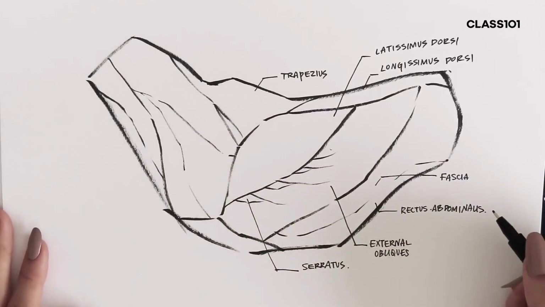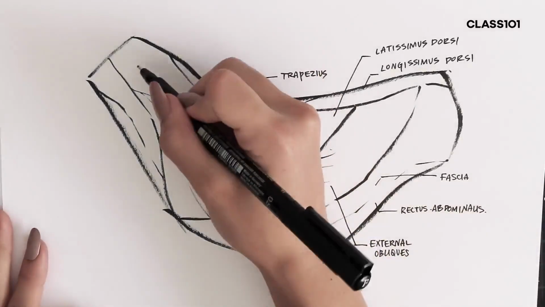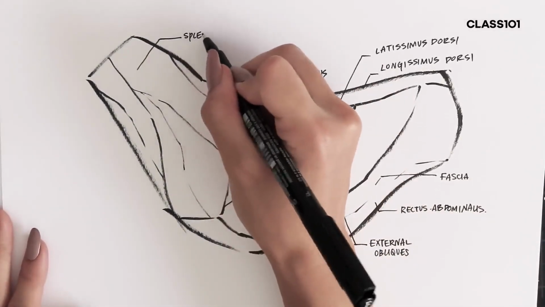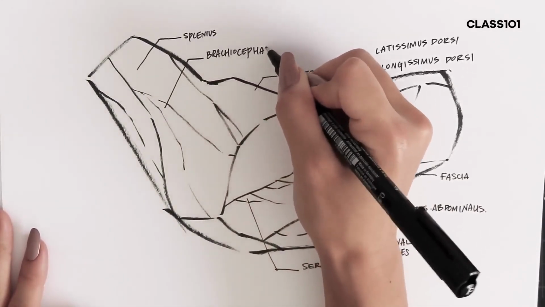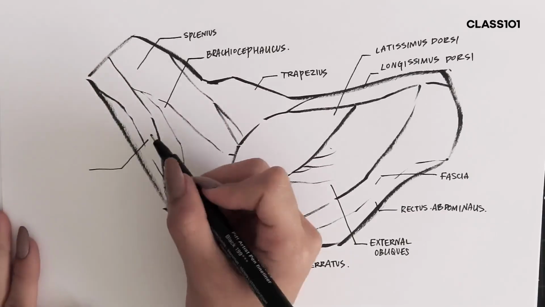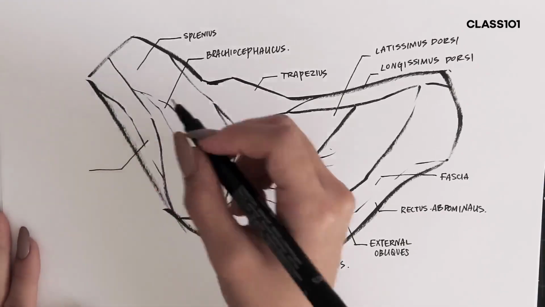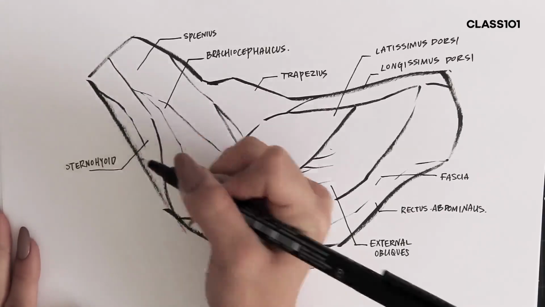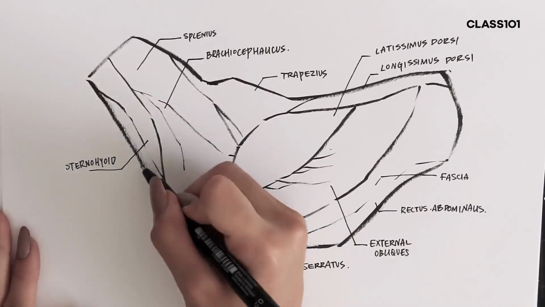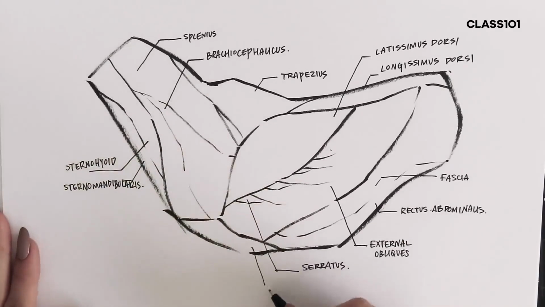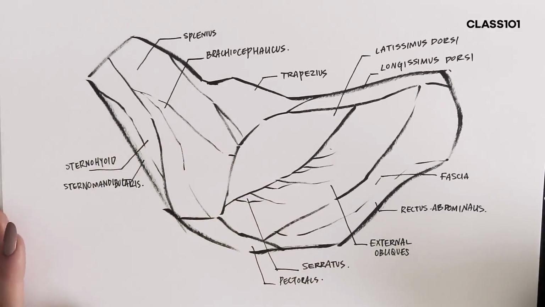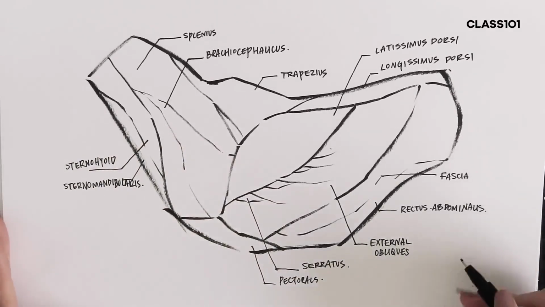Now let's move to the neck. We have two muscles, the splenius and the brachiocephalicus. It's a very long muscle that actually goes all the way down to an animal's arm. And then we have the sternohyoid and sternomandibularis. And those are the torso muscles that we'll be focusing on.